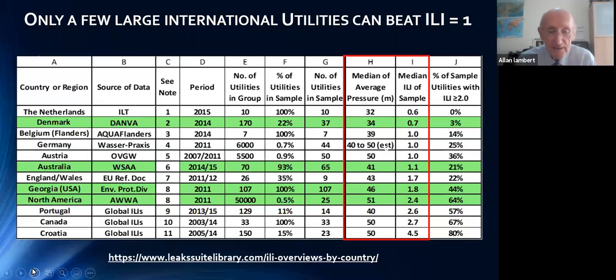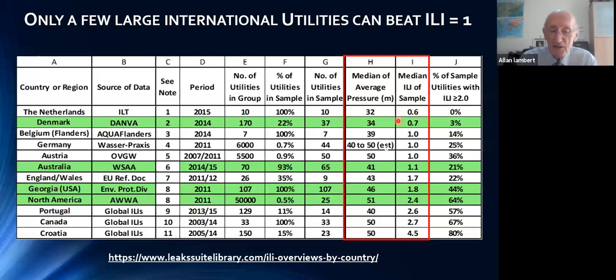Next one, please. This slide shows sets of ILI data from 12 countries, which I've put together over the years on the Leak Street Library website. As calculations of CARL and UARL both involve some uncertainties, that they're not perfect figures ever, then ILIs are usually quoted to just 1 decimal place. Now, in the highlighted red box, you can see that Netherlands and Danish utilities with relatively low average pressures of 32 to 34 meters have been able to achieve ILI values less than 1. They're down at 0.6 and 0.7.